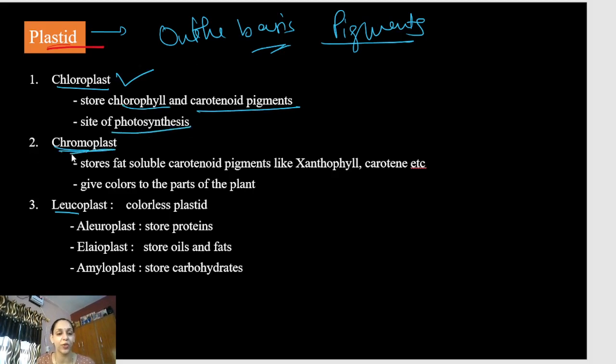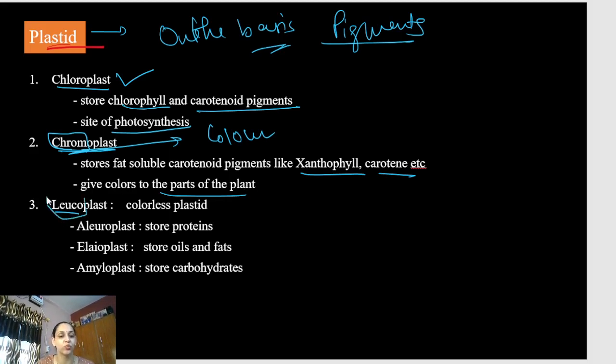Then chromoplast. Chromo means light, color. It stores fat-soluble carotenoid pigments like xanthophyll and carotene, gives the color to the parts of the plant like flower, red color के होते हैं, leaves green, and then all the parts of the plant.